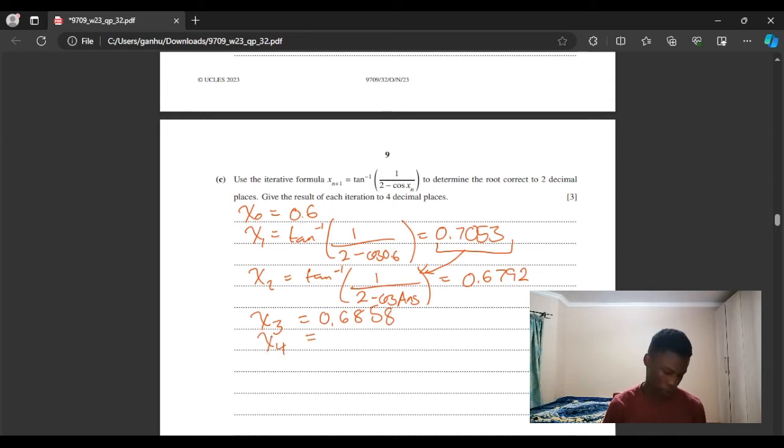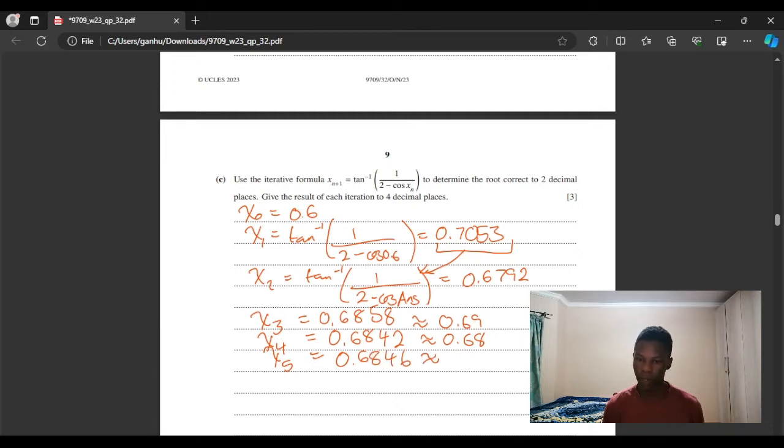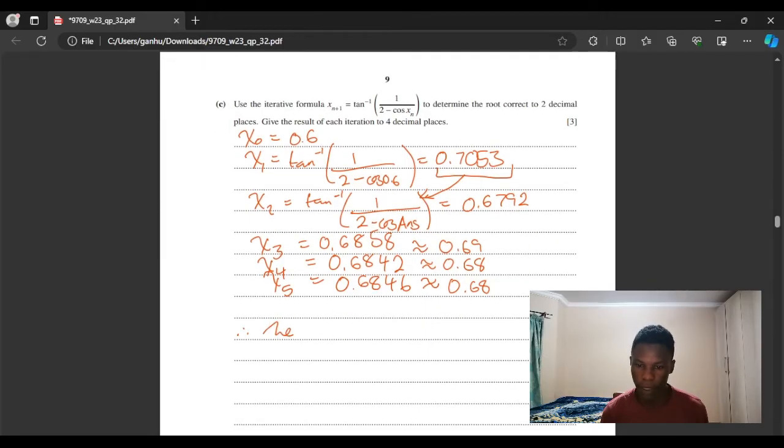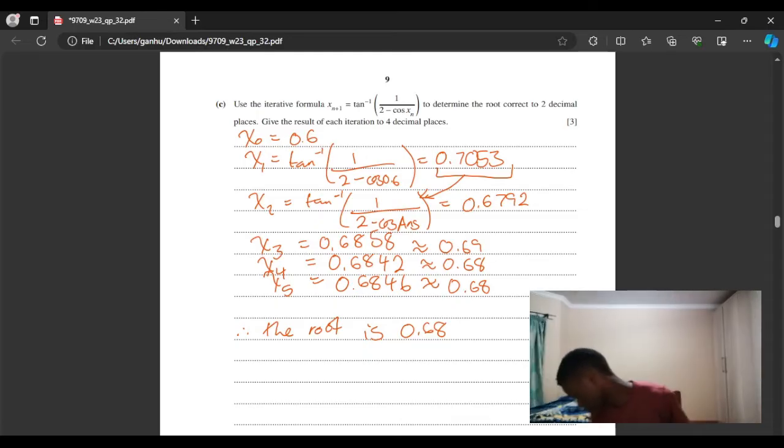0.6858. Go to the fourth iteration, press equals, that's 0.6842. Okay, these ones to 2 decimal places, this would be 0.69. This is 0.68, so we're not yet there. Let's do another iteration, x5. Press equals on your calculator. That's 0.6846, which is approximately 0.68. So we've reached our answer, we found our root, so we can conclude that therefore the root is 0.68, and that's our final answer.